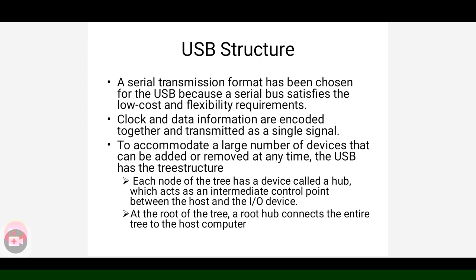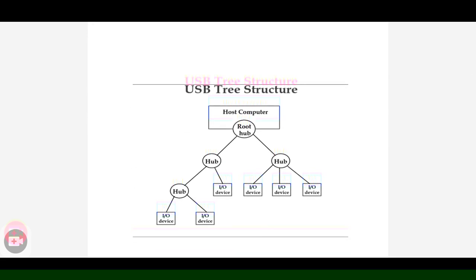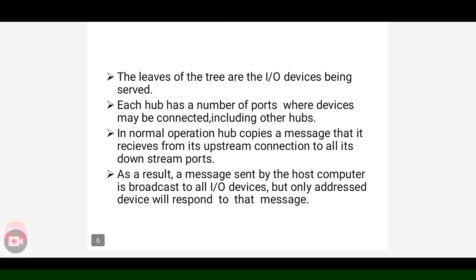To accommodate a large number of devices that can be added or removed at any time, USB has a tree structure. That means it has a root hub as well as a number of intermediate hubs. Each hub provides a large number of ports. By using these ports, this USB structure can accommodate a large number of I/O devices. So generally, the structure of a USB is tree-like, and the leaves of this tree provide all the input-output devices.